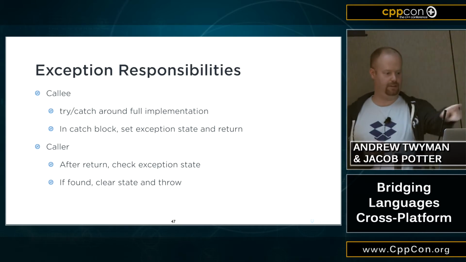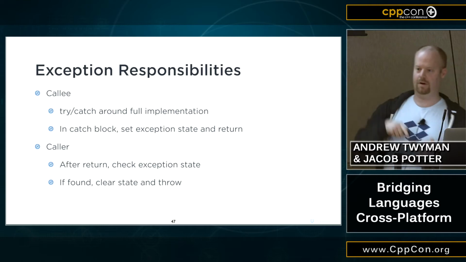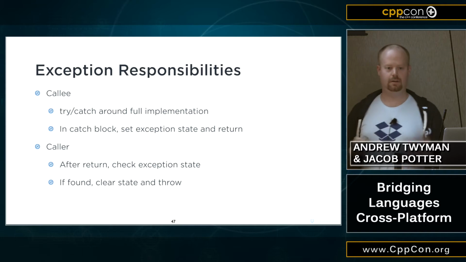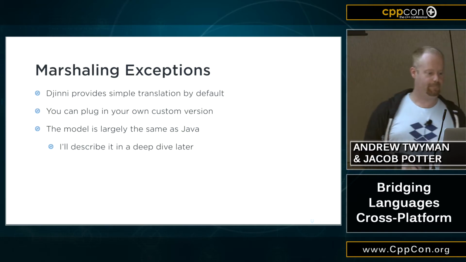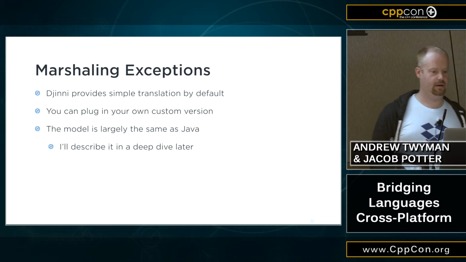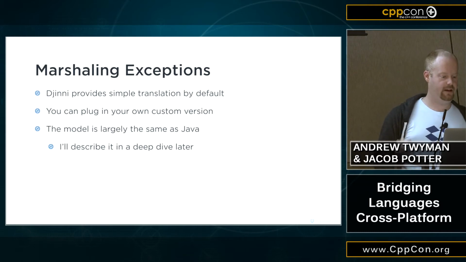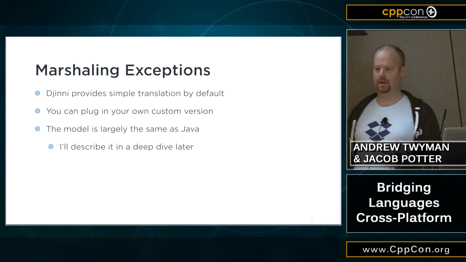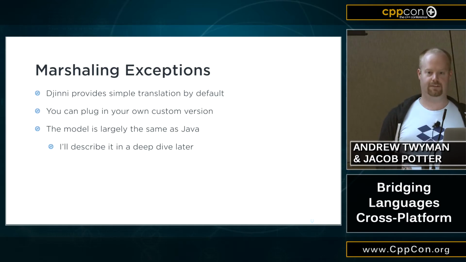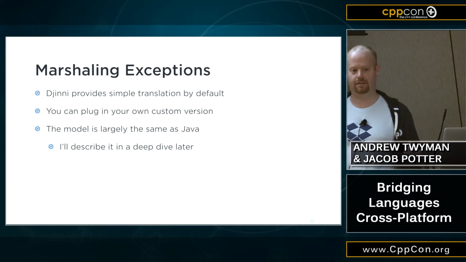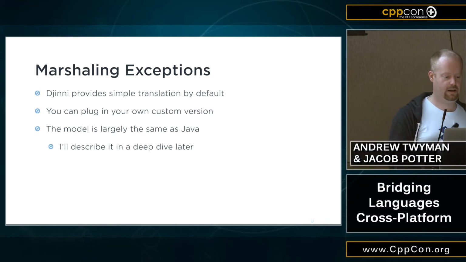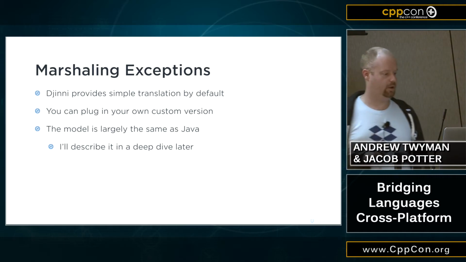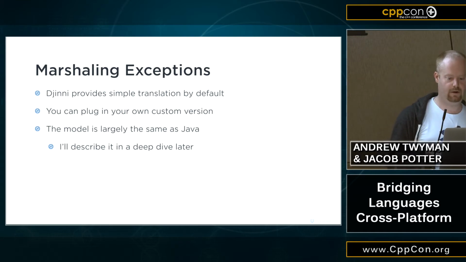And there's implicitly a translation here at some point when the exception either goes into or comes out of the state. It has to get translated into a different language. But that's just marshaling an object in a relatively straightforward way. Djinni provides some tools for that for you. It'll provide a simple default translation as well as a way for you to plug in your own translation if you've got your own custom exception types that you want to use to get enhanced features, like maybe back traces. The model here is almost identical to what we do in Java, and I'm going to talk about that in one of the deep dives later. So I will not go into much more detail than that right now.